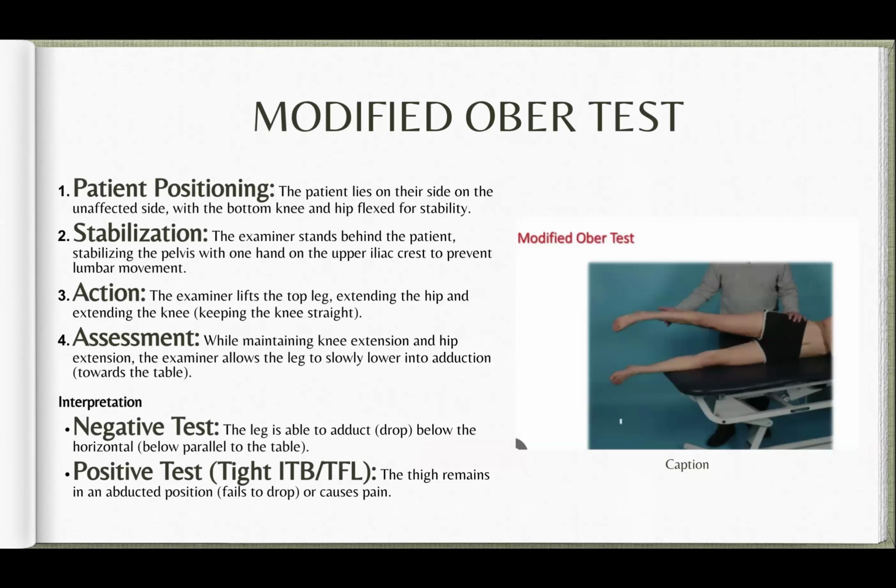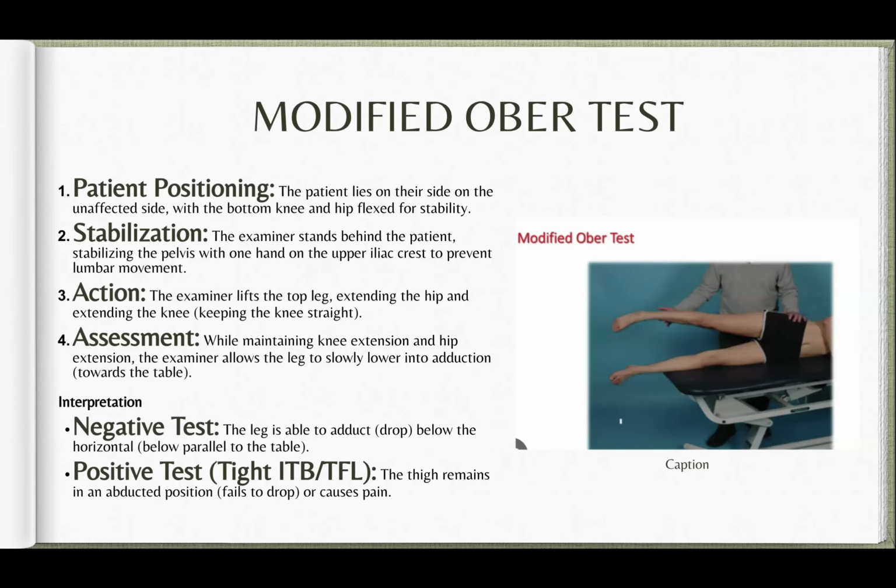Modified Ober test. Here the patient's positioning is the patient lies on their side on the unaffected side with the bottom knee and hip flexed for stability. The examiner stands behind the patient, stabilizing the pelvis with one hand on the upper iliac crest to prevent lumbar movement. The examiner lifts the top leg, extending the hip and extending the knee. While maintaining the knee extension and hip extension, the examiner allows the leg to slowly lower down in adduction.